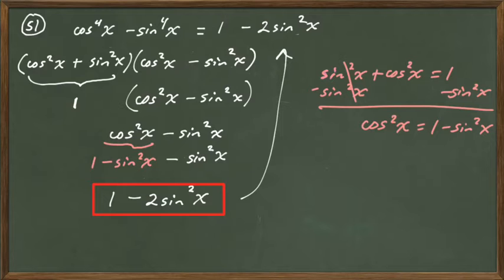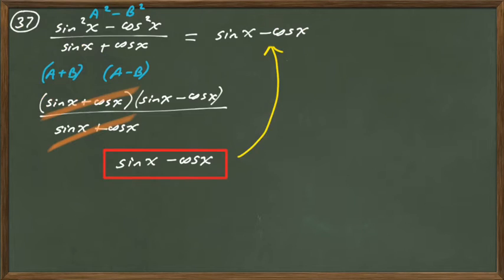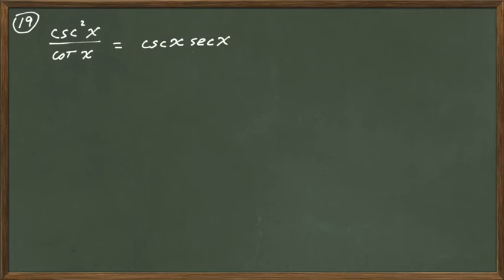Now 52 that I had written down before was almost identical. You might want to try that. Okay, that would be 51. We've done 9 and we did 37. So let's see if I can pry some more questions out of the audience. Okay, I was asked number 19, so let's see what we can do with this thing.